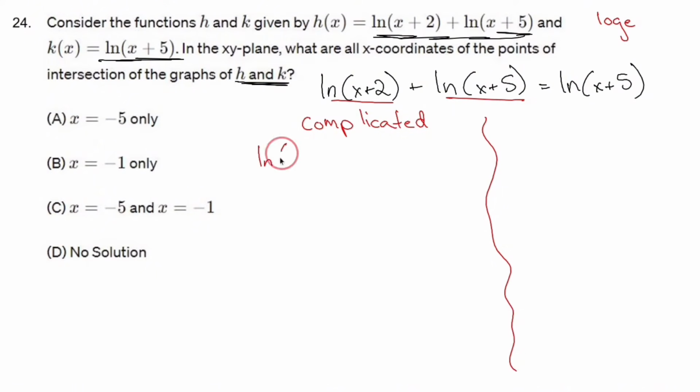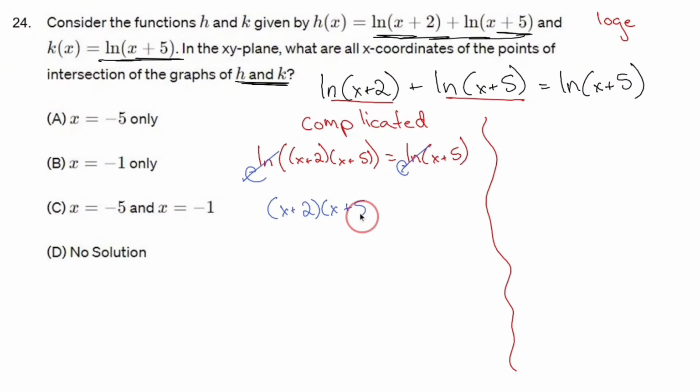So what we have is ln of (x plus 2)(x plus 5) equals ln of x plus 5. If you have an ln on the left and a single ln on the right, if you just take e of both sides, all the ln's cancel out, and now you're left with (x plus 2)(x plus 5) equals x plus 5. So this is a FOIL problem.